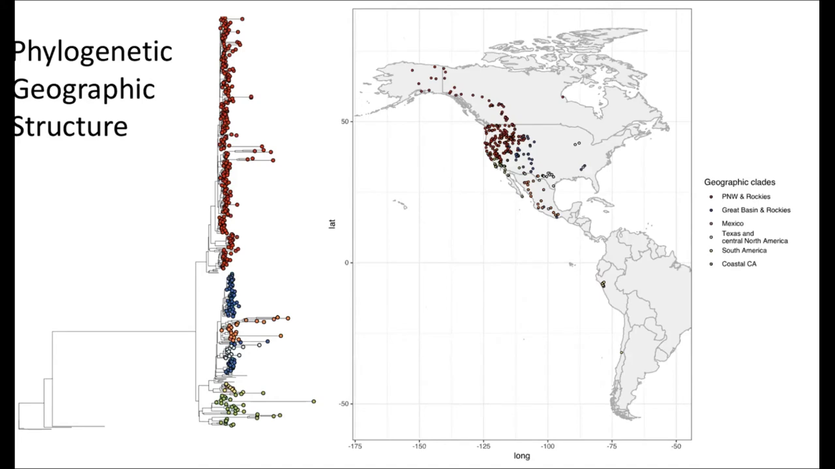It's startling. This is the same phylogeny that I had on the previous page, but now all of our tips have points, and these points are color-coded to correspond with some major geographic regions in North and South America. I've similarly mapped each of these tips onto a map so that we can see them in geographic space, and I've color-coded these tips to correspond with these geographic regions.